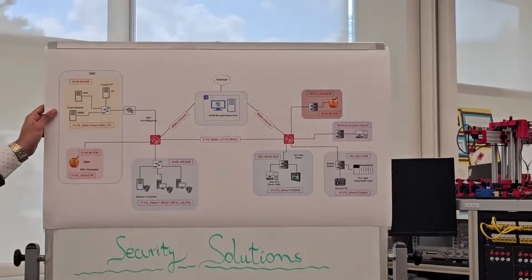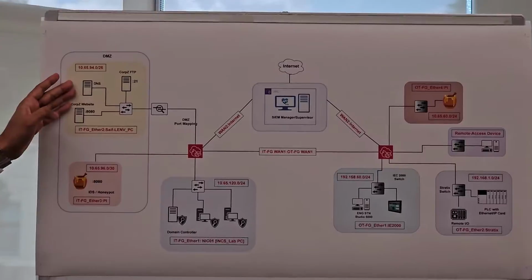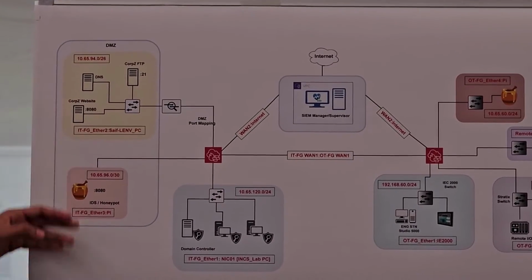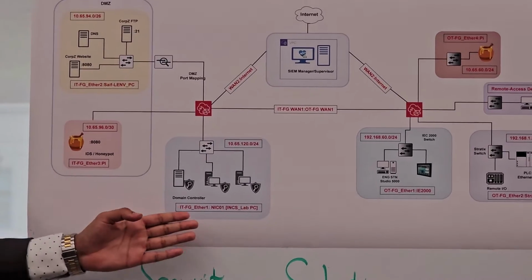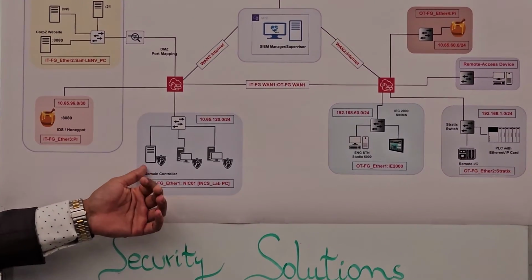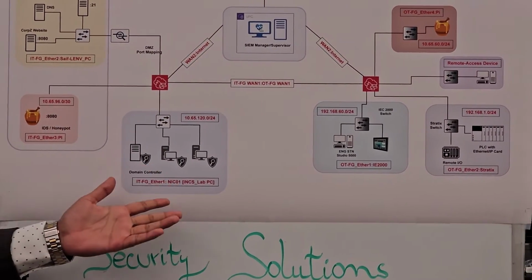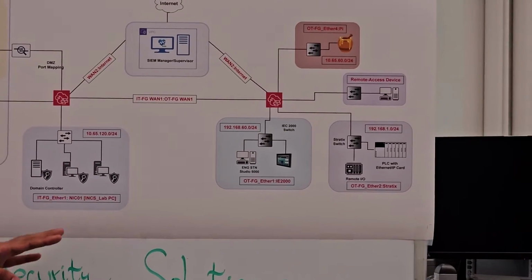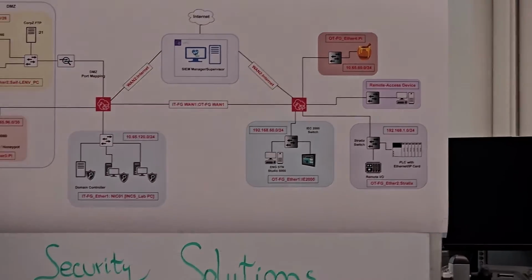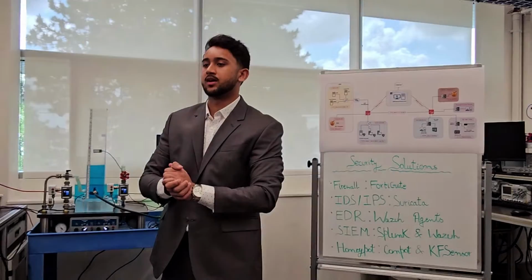On the DMZ zone, we have the FTP server, DNS server, and corporate website, one IDS honeypot, and the ADDS controller, the domain controller, and other clients. I will walk you through the whole plant right now, where you will see where each of them are connected.